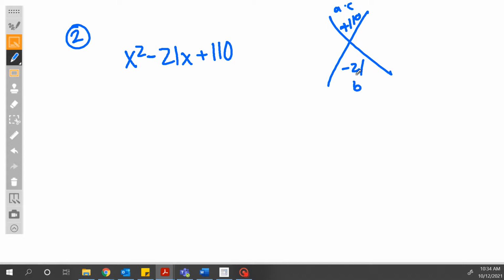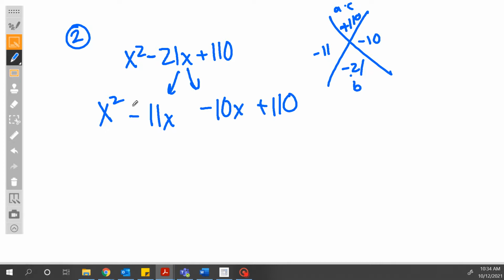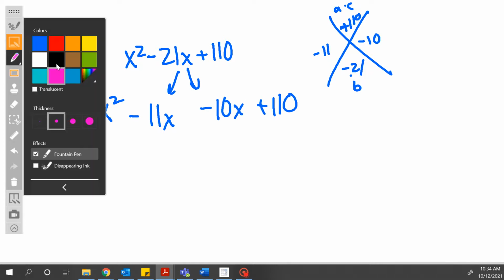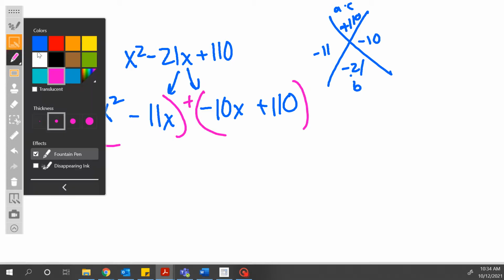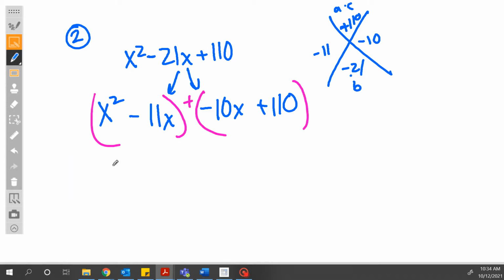Two numbers that add to negative 21 and multiply to 110 are negative 11 and negative 10. Adding these gives you negative 21. Multiplying these gives you 110. So I'm going to use that to split up the middle term here into negative 11x and negative 10x. And everything else stays the same. All right, I'm going to group these into groups of 2 and factor the GCF out of each of them.